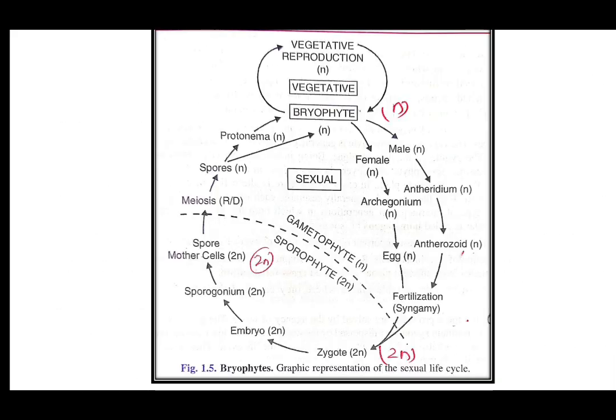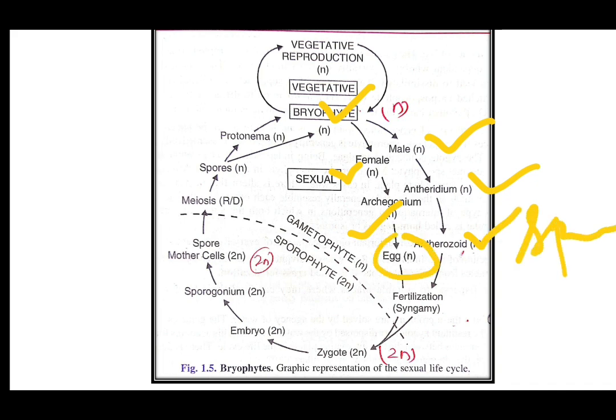This is the diagrammatic representation of the life cycle of bryophytes. It is the general life cycle, but specific ones exist. For Riccia there is a separate life cycle, but the basic process is the same. Here the main bryophyte gametophyte produces male and female sex organs, the antheridium and archegonium. The antheridium produces haploid antherozoids or sperms, and the female part produces the egg.